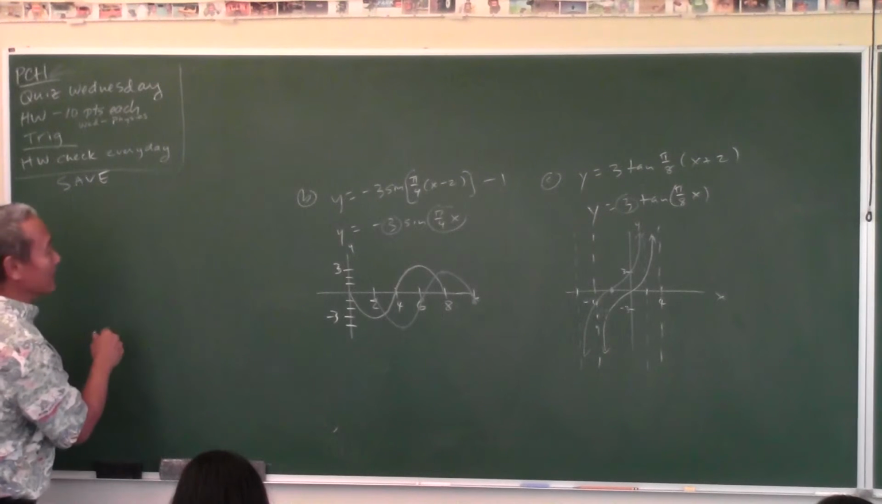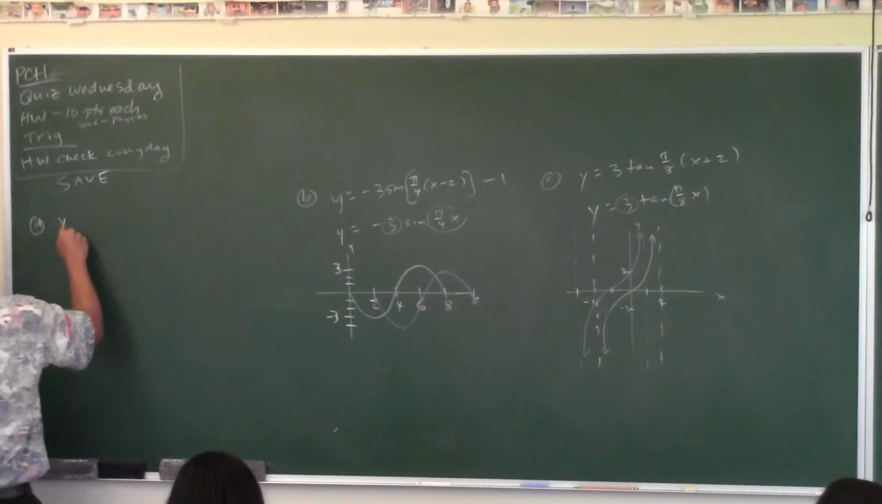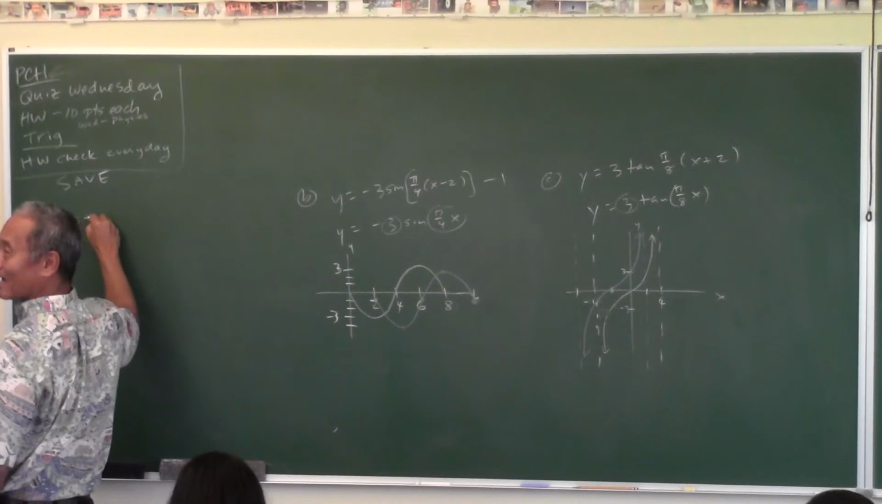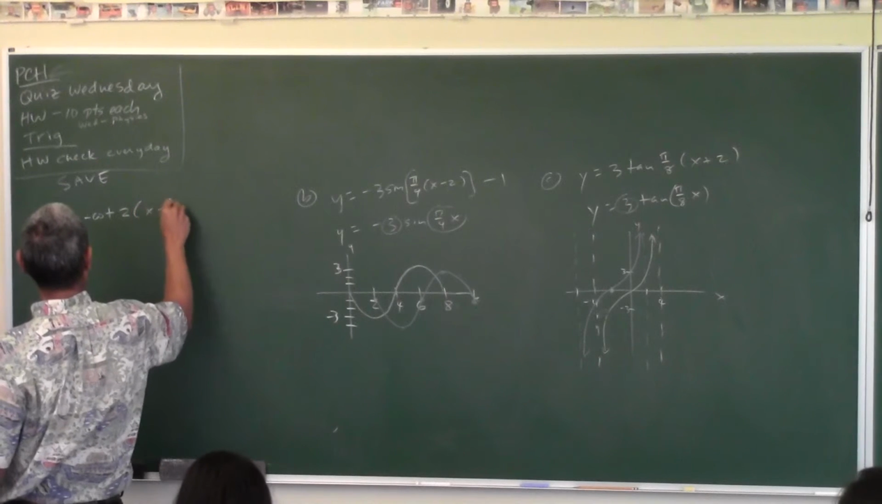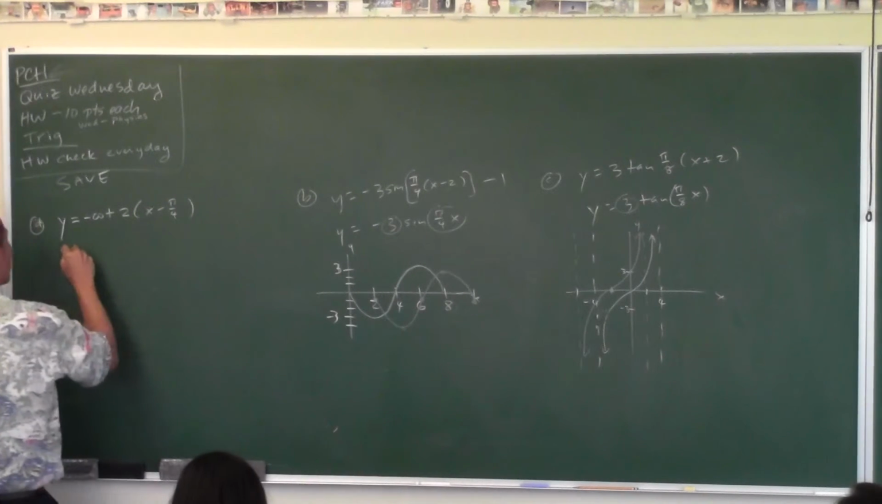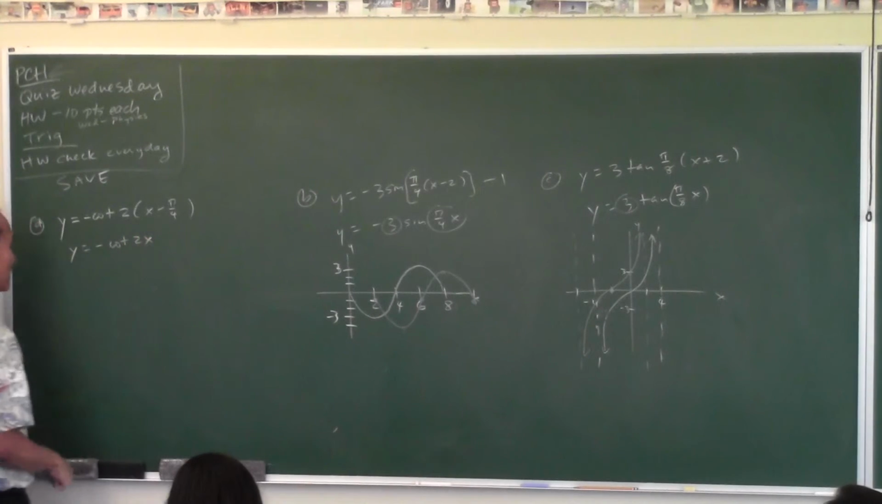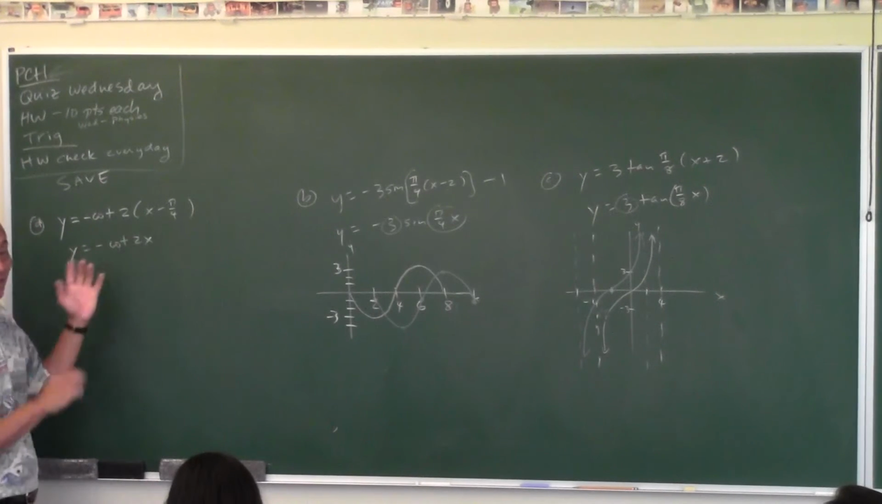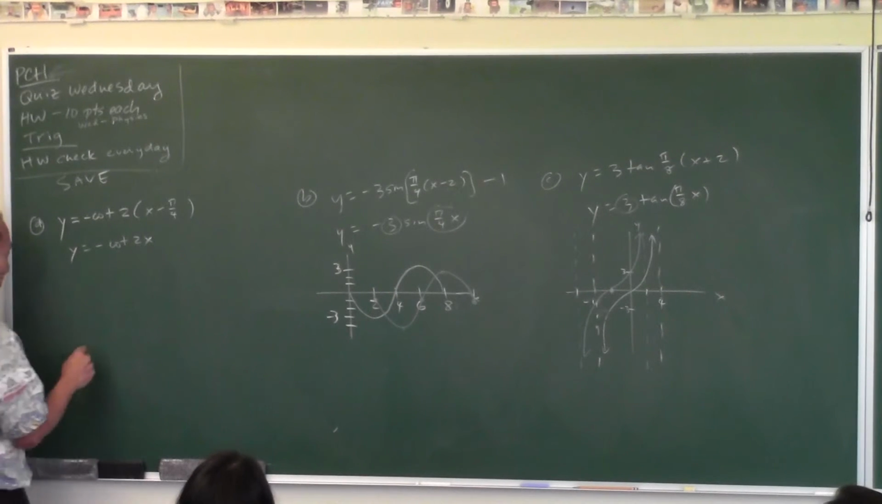Okay, D. I'm guessing it's a cotangent graph since I'm going in order. Y equal negative cotangent 2x minus pi over 4. So this is what you want to graph first, negative cotangent 2x. Graph that, and then just shift everything pi over 4 to the right. Always do the shifting last, right?